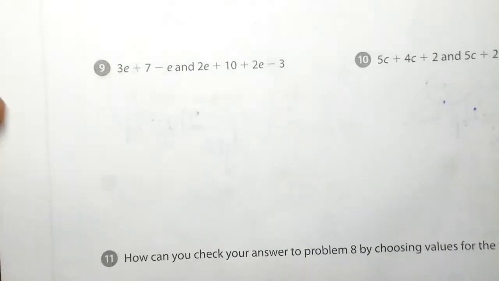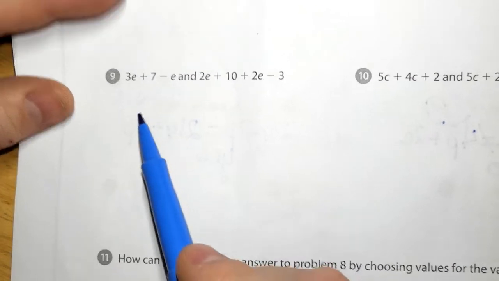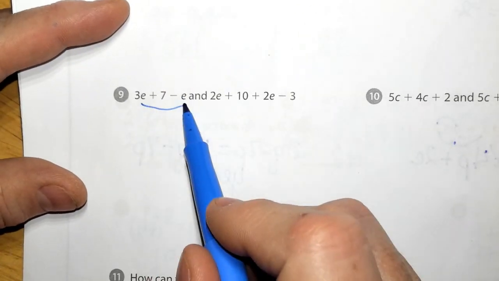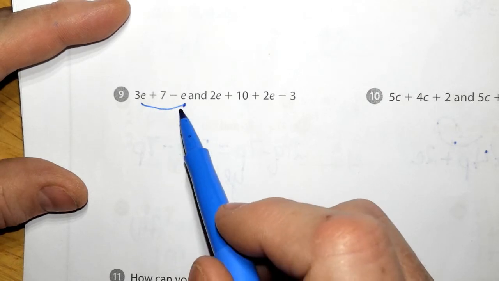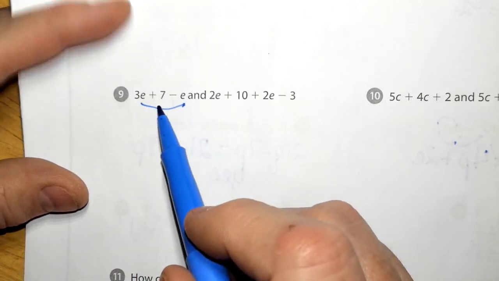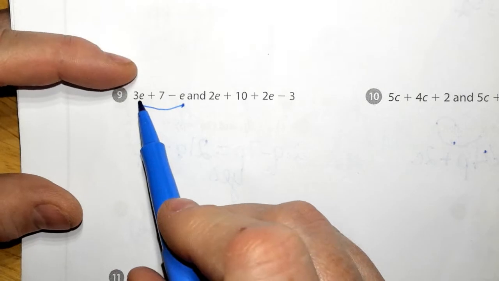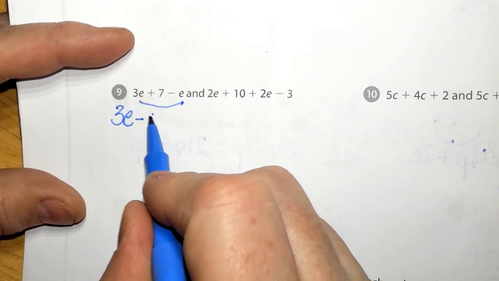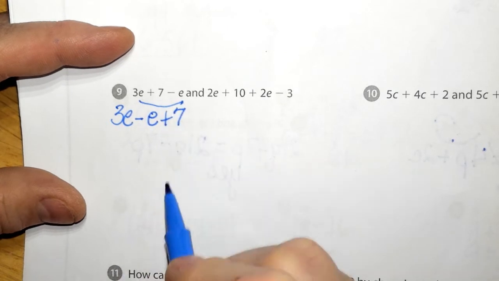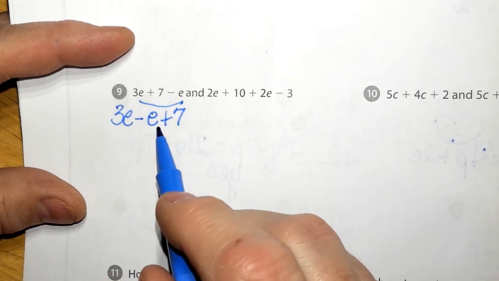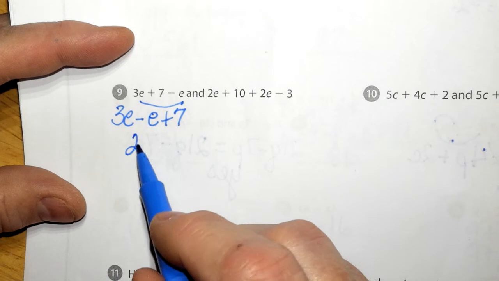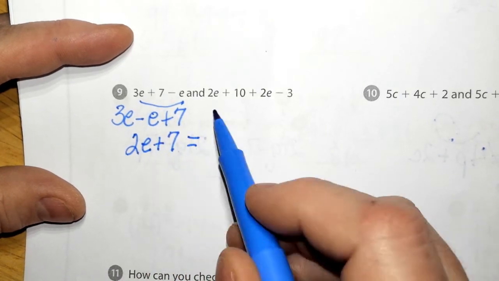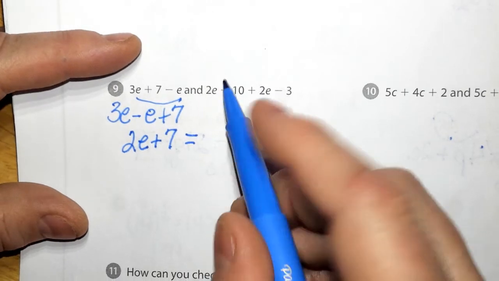Okay, number 9. 3e plus 7 minus e. So we need to combine our e's here, not by multiplying, but by just adding and subtracting. So 3e minus e plus 7. Let's look at it that way. So 3e minus e, that means I have 2e plus 7. Now I want to see if that's equal to this. I need to combine this.